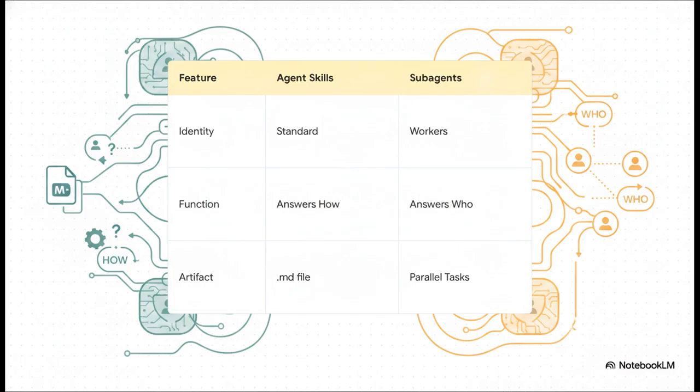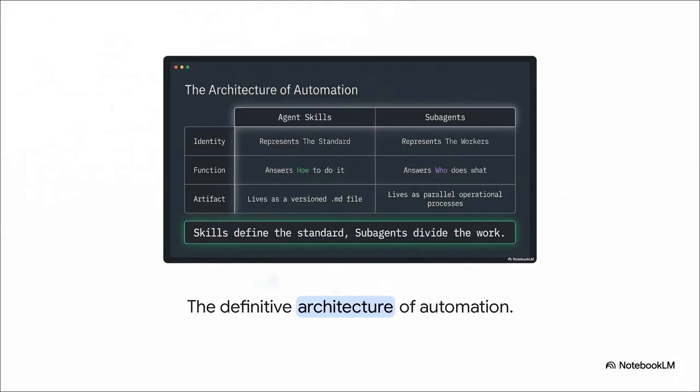Think of it like this. Agent skills answer how to do it. They're your versioned markdown files. Subagents, on the other hand, answer who does what. They're the parallel operational processes doing the heavy lifting. This right here is your ultimate rulebook as an AI architect. Skills define the standard. Subagents divide the work. You absolutely need both working together to build complex, reliable systems.